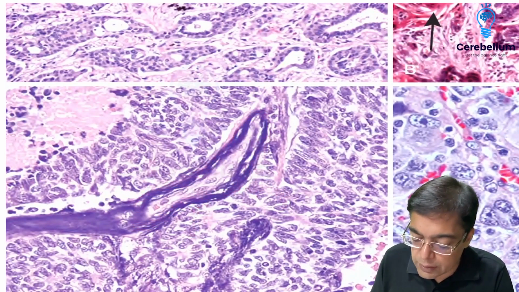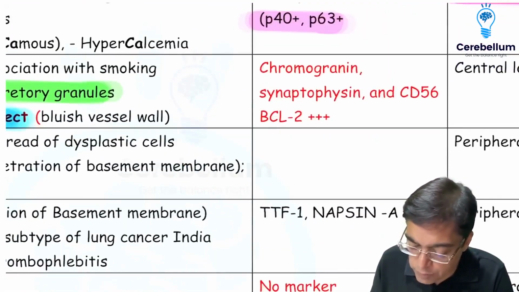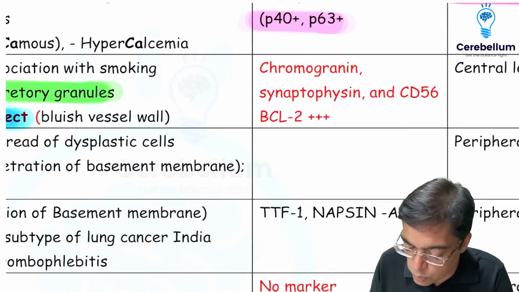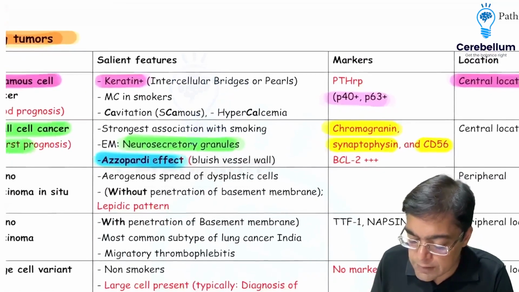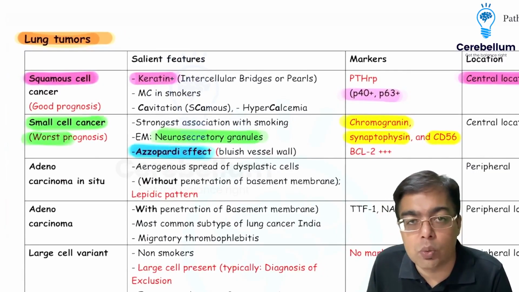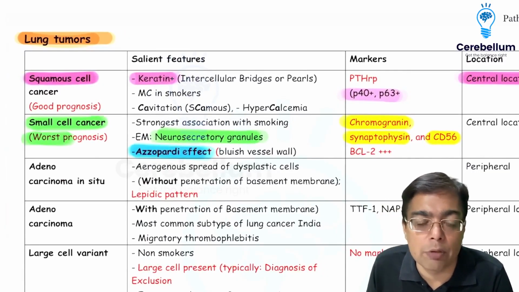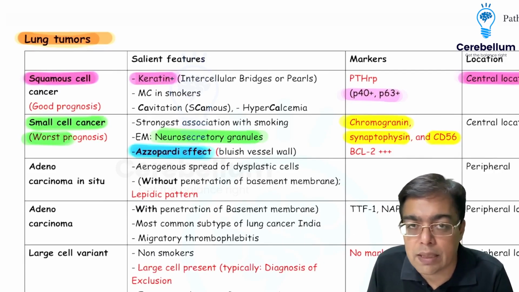The moment we think in terms of IHC markers associated with small cell cancer, we need to remember markers like chromogranin, synaptophysin, and CD56. Of course, atypically, patients can have expression of BCL2 as well. Remember an example of a neuroendocrine marker which is associated with nuclear staining. Yes, you remember that, right? That was INSM1.